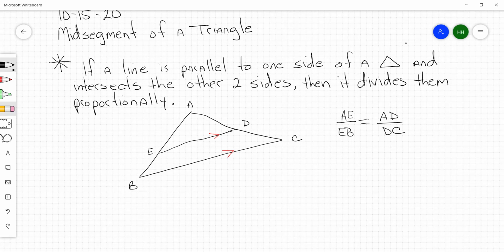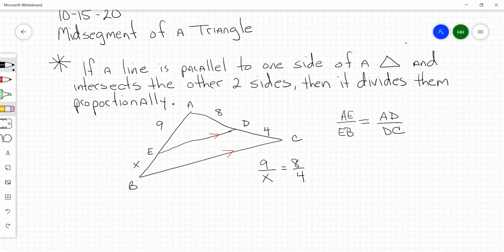So if you had to solve for a variable here, let's say that this is X and this is 9, 8, and 4. You would just write a proportion, okay? As soon as you see a line or a segment parallel to a side of a triangle, this rule applies. So we would write a proportion here to solve for X. We would say that 9 over X is equal to 8 over 4.